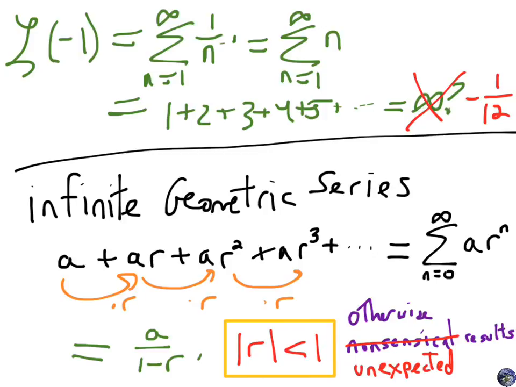So it turns out this condition right here is actually more restrictive than it needs to be. It can actually make sense for the absolute value of the ratio to not be less than 1.